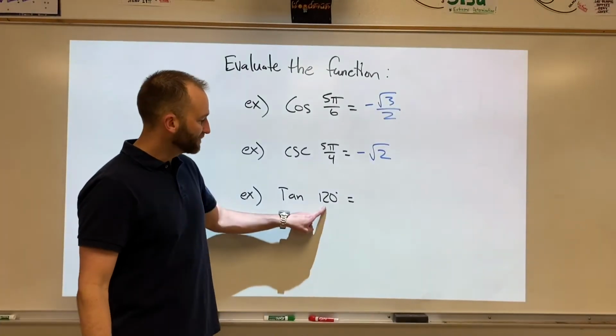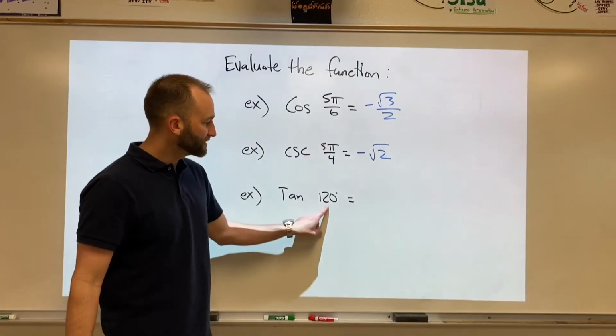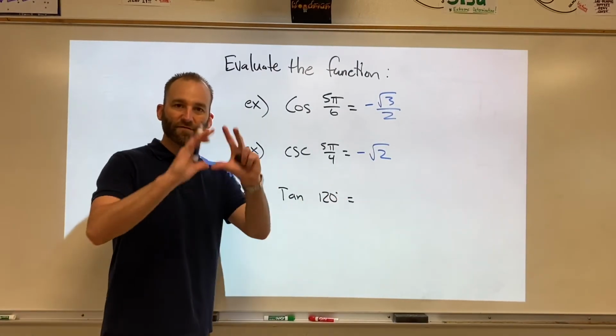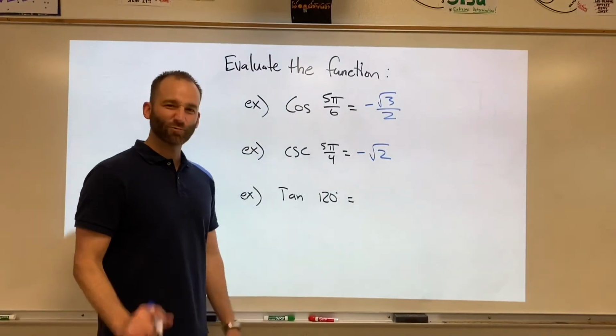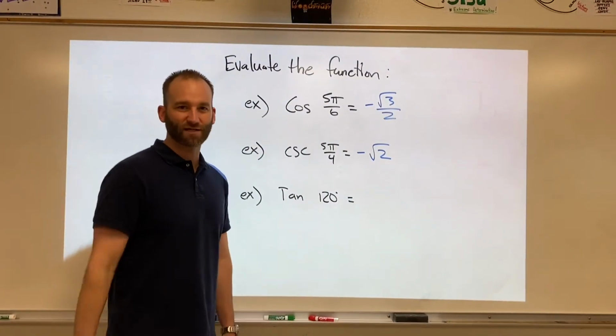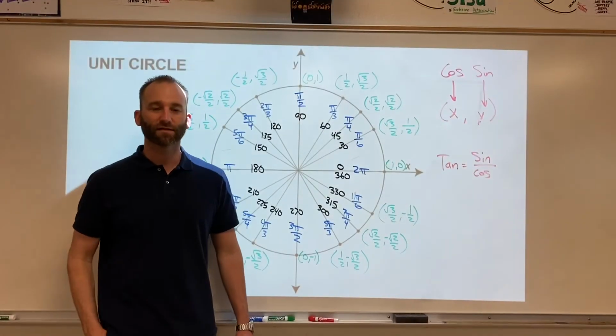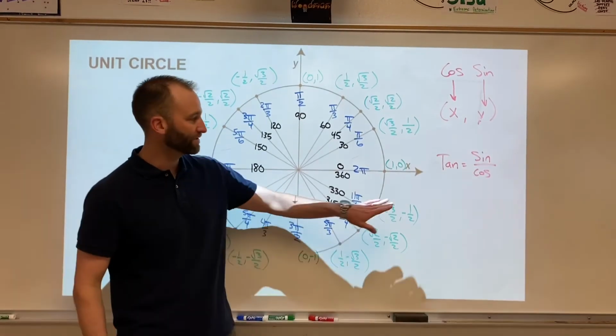Finally, here we have tan of 120. Notice these ones gave radians. This one is in degrees, no big deal. We have our unit circle, we have our math, so we'll just follow it. This one has one extra tricky thing with it. Let's check it out. All right, so tan of 120 degrees.